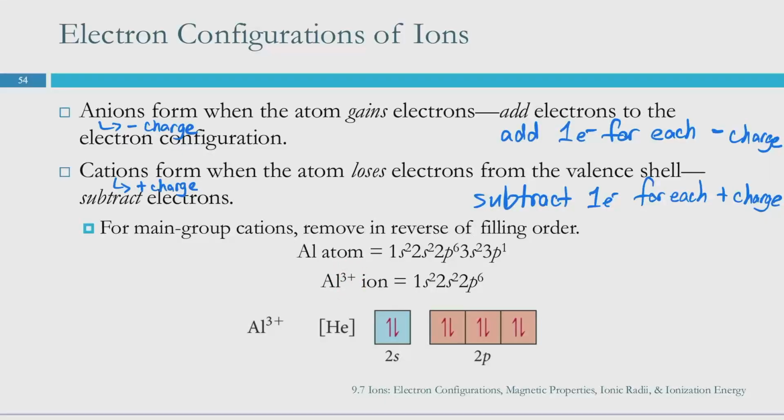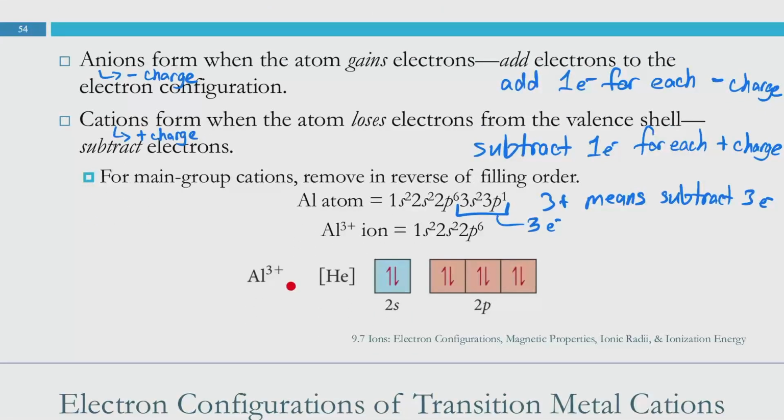For the 3 plus ion, 3 plus means subtract 3 electrons, and we're going to take those off of the end. We're stripping off all the valence electrons, and we're left with basically just the electron configuration for neon. And then its orbital diagram would be this. It's just a full 2s and a full 2p.